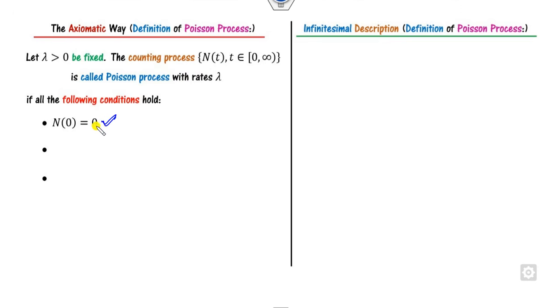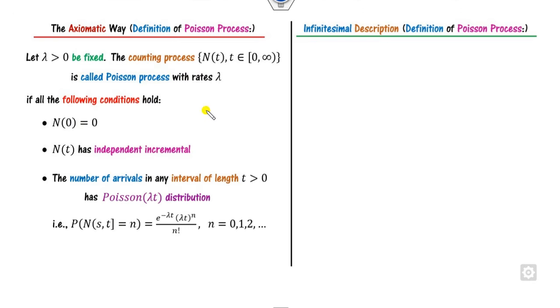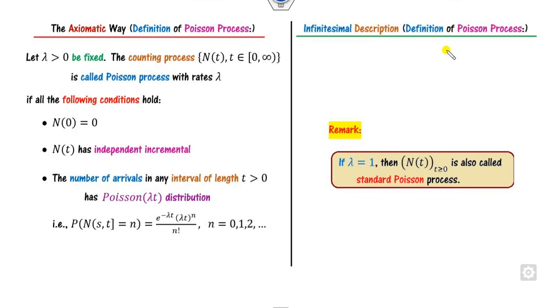The first one is that at the initial level the counting process is 0, it has independent increments, and it follows the Poisson distribution. Another way is the infinitesimal description, for which we first need a definition of the o notation. Clearly, when you consider lambda is 1, what will happen here? It is nothing but e raised to the power minus t, t raised to the power n over n factorial. What is that? This is nothing but my standard Poisson process.